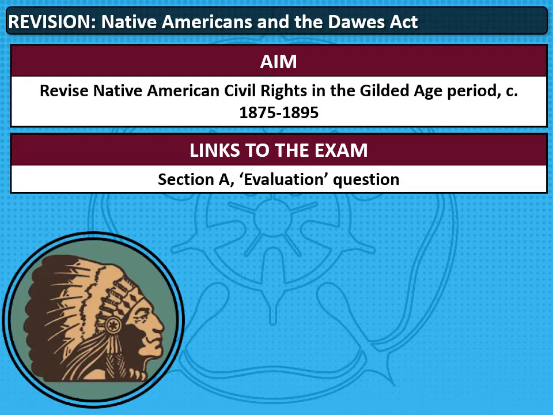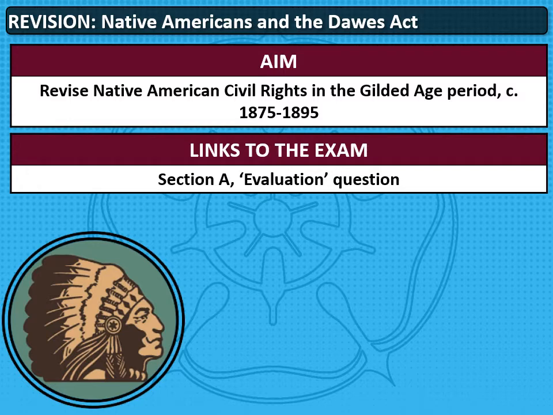As you can see, this video is going to be related to Unit 3, which is Civil Rights in the USA. And what we're going to think about is Native American civil rights in the Gilded Age period. When we say the Gilded Age period, remember, we mean approximately, so circa, from between the years 1875 to 1895. So when it comes to Native Americans, that principally means about the Dawes Act.